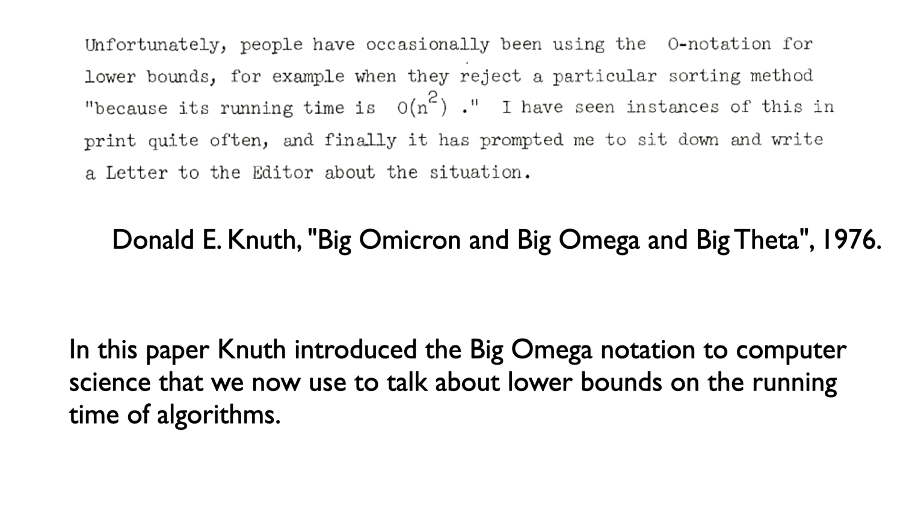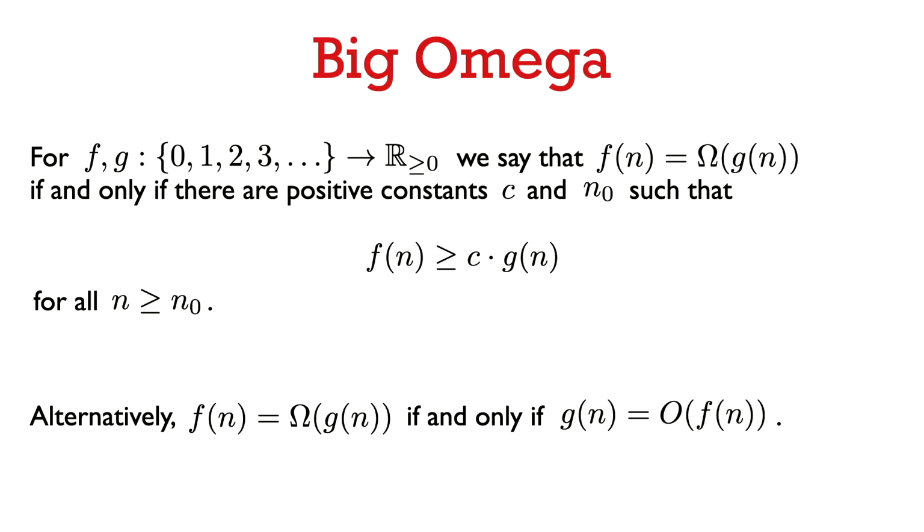Unfortunately, this exact misuse of big O is still very prevalent today. The notation introduced by Knuth in the paper I just quoted is big omega. Big omega can be used to lower bound the running time of algorithms. We say that f is omega of g if and only if there are constants c and n naught, such that f of n is greater than or equal to c times g of n for all n greater than or equal to n naught.